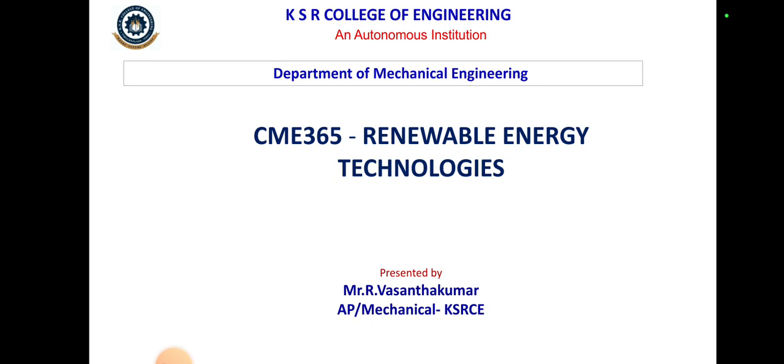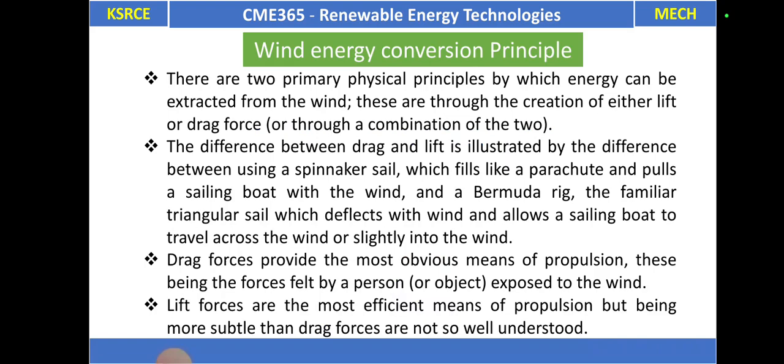Now we discuss about wind energy conversion system. The wind energy can be extracted from lift force alone or drag force alone or a combination of lift and drag forces. The lift force acts perpendicular to the airflow direction and the drag force acts parallel to the wind direction.